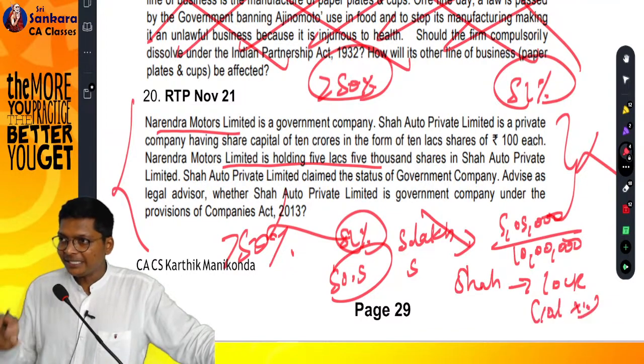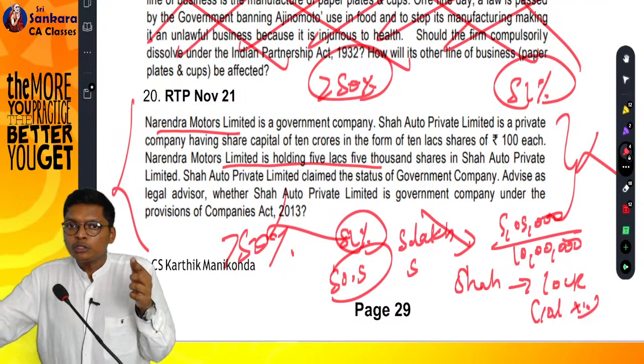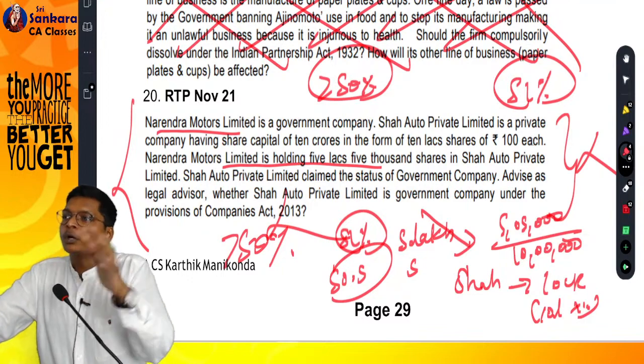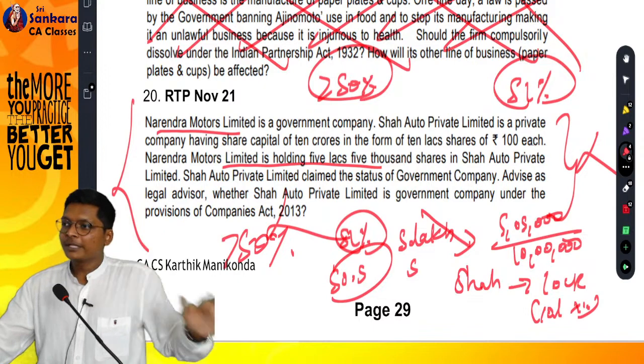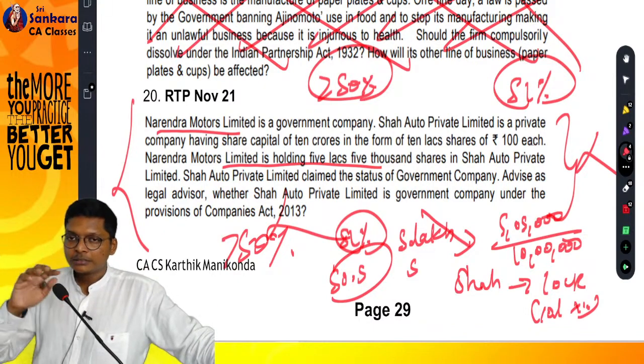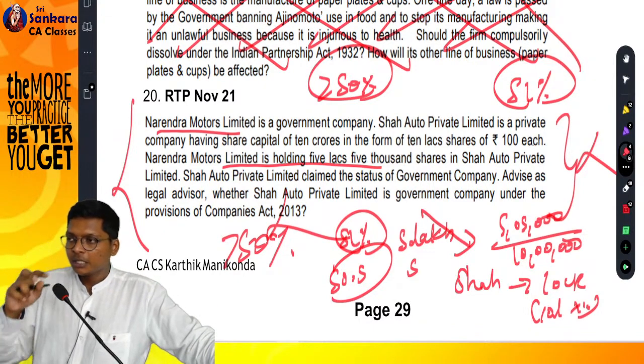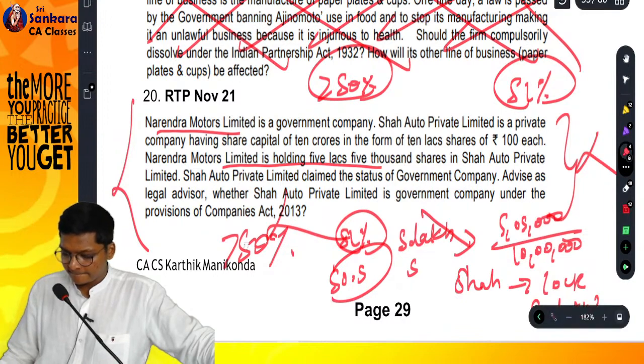No, holding company, the definition is controls more than half of the total voting power. That's more than half. Even 50.1 becomes holding. That's the difference between holding and subsidiary. Able to follow, guys?